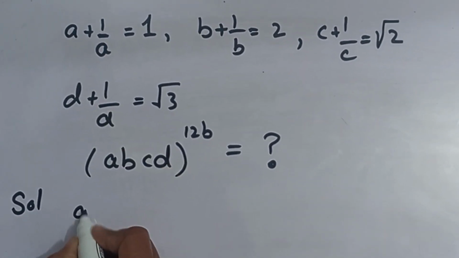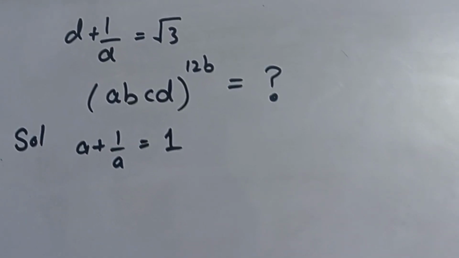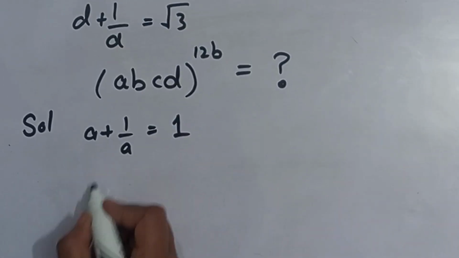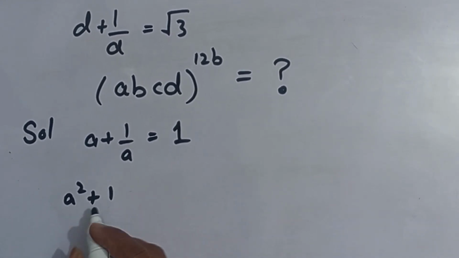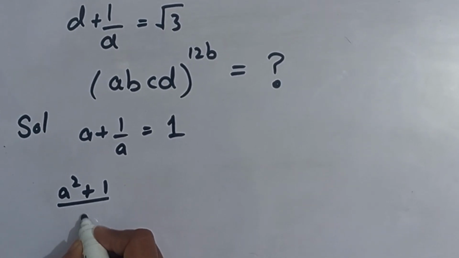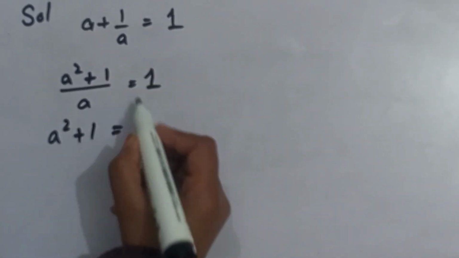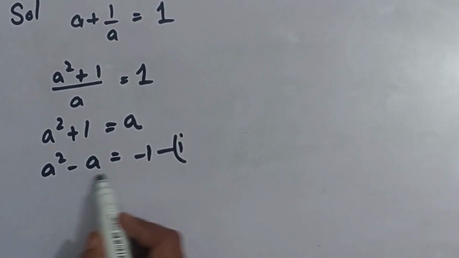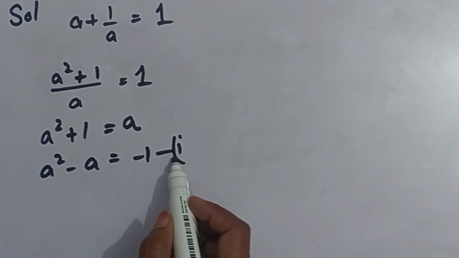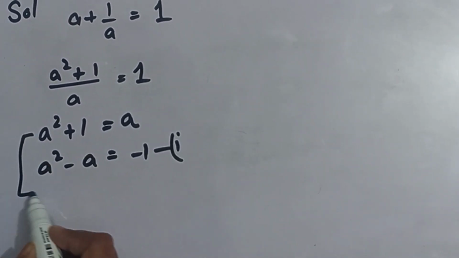We have a plus 1 over a is equal to 1. We simplify this equation. We write the left hand side as a square plus 1 over a, which is equal to 1. So a square plus 1 is equal to a. We write this equation as a square minus a is equal to minus 1. We call this equation number 1. We use this equation later, but now focus on this equation.